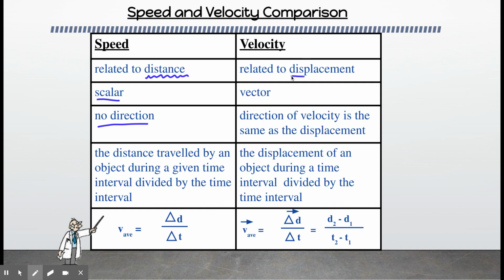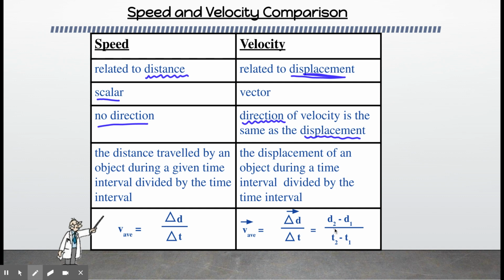Velocity is related to displacement. Okay, so the two of them kind of connect. Displacement is a vector, so is velocity, which means it has direction, and it's the same direction as the displacement that is occurring. Okay, so how you calculate velocity is taking the displacement of the object divided by the time that has passed. Okay, and we often do that delta D.